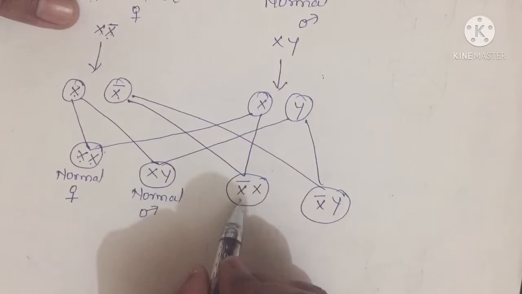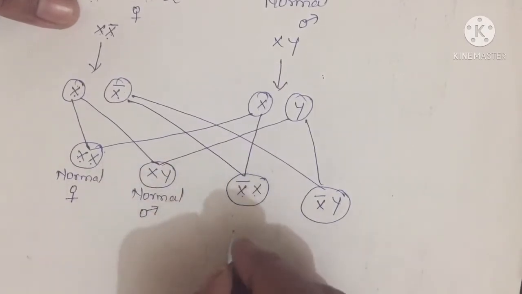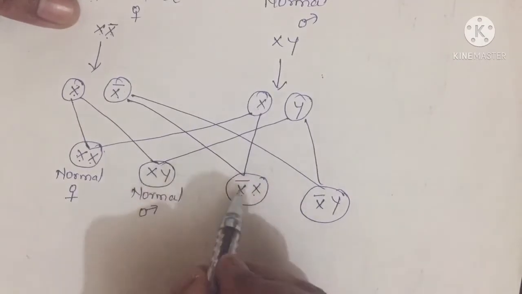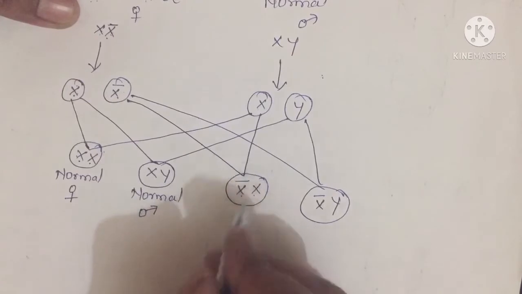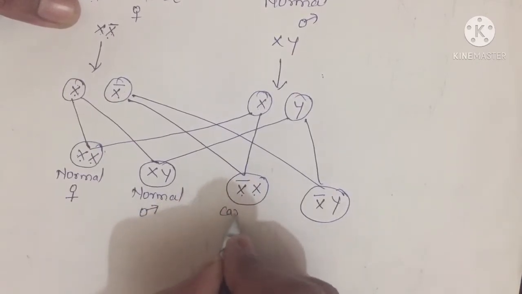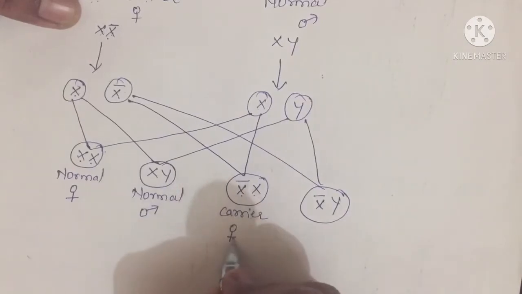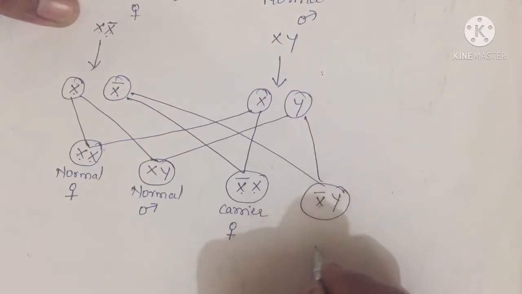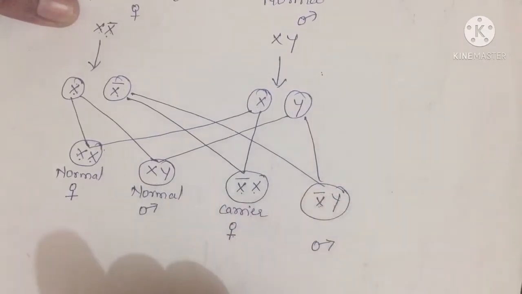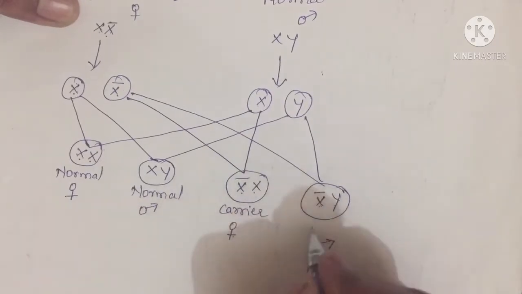Now you can find the next one. XX chromosomes are there, so definitely it is female. But she has one defective X chromosome, which means she is a carrier female. Then this one is X dash Y. XY is definitely male, and because he has that defective gene, we say he is affected.